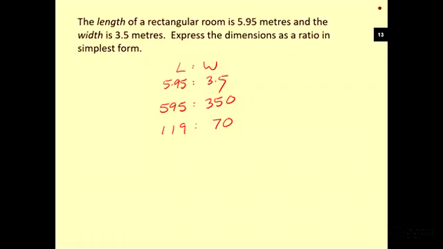9, 10, 11, 3s, 2s, 5s. Ooh, 7. Ooh. Divide that side by 7 and I get 17. Divide that side by 7 and I get 10. That's it now, isn't it?